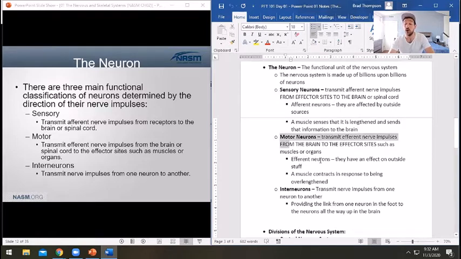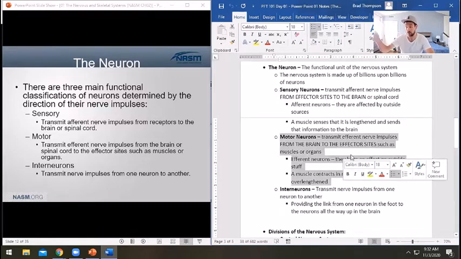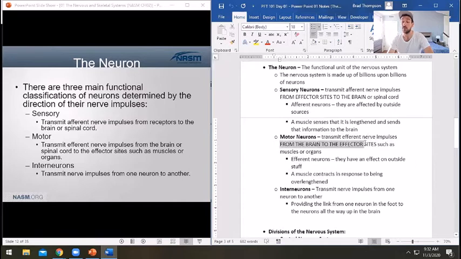Then you have motor neurons, which are the ones going to an effector site. They transmit efferent nerve impulses from the brain to effector sites, such as a muscle or an organ, right? So your motor neurons are going to come from your brain and go to your arm, right? Let's say I'm stretching this arm out, but I do it super fast and I jerk it and slam my elbow into itself, right?